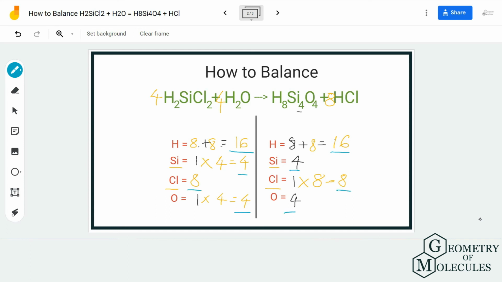and this is the balanced equation of H2SiCl2 plus H2O. It is quite tricky and it can seem challenging at first, but always try and start by looking at the number of atoms on both reactant and product side and start balancing the atoms stepwise. Always leave hydrogen and oxygen atoms for the last, and this way you'll be able to balance an equation.